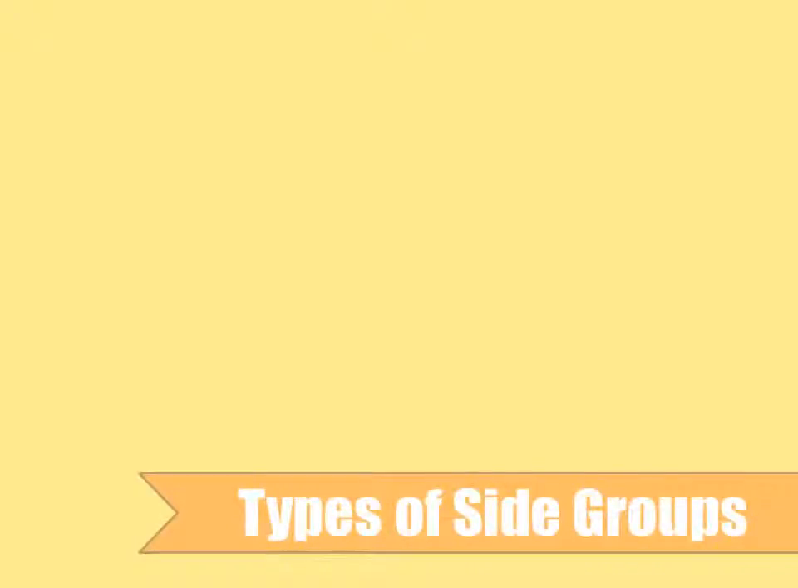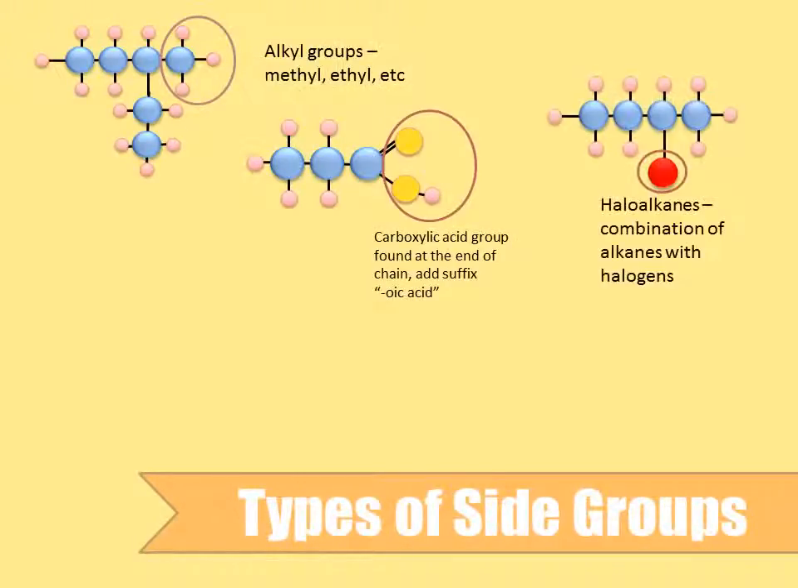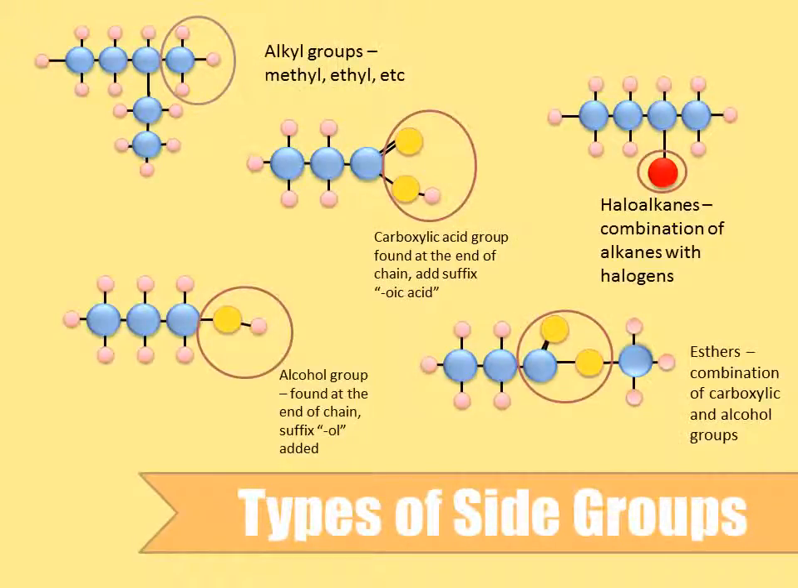Side groups are a group of molecules that are attached to the main body or backbone chain of the polymer. They are a part of the repeating monomers in a polymer. Functional groups determine the chemical characteristics of a polymer. There are several functional groups, including alkyl groups, carboxylic acid groups, haloalkanes, alcohol groups, and esters.